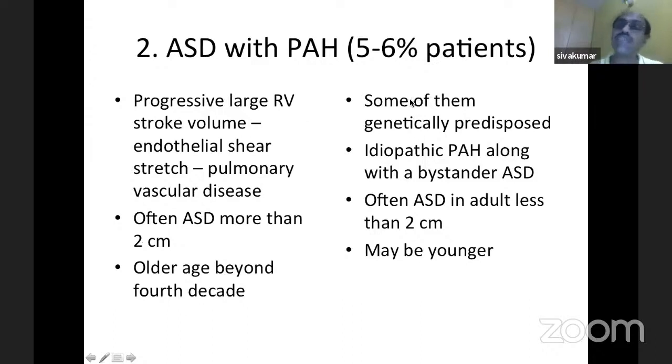But some of them are genetically predisposed. So this is basically an idiopathic PAH along with a bystander ASD. Here, often the ASD is less than 2 centimeters, and these patients may be younger.